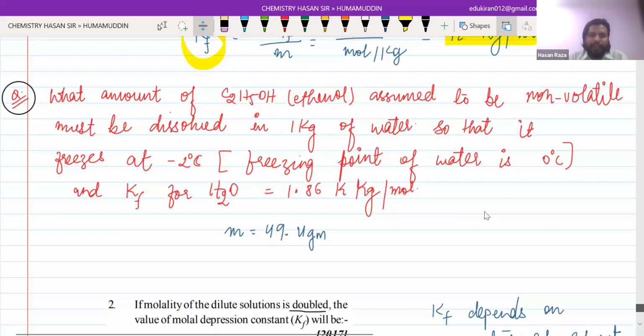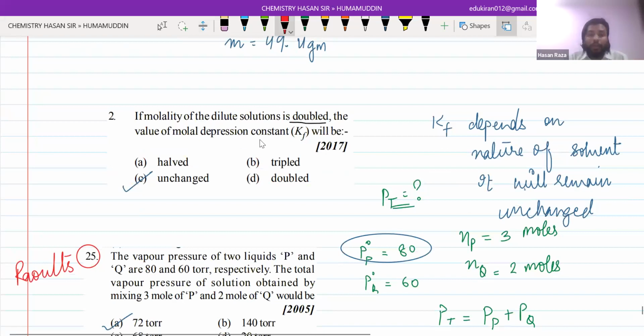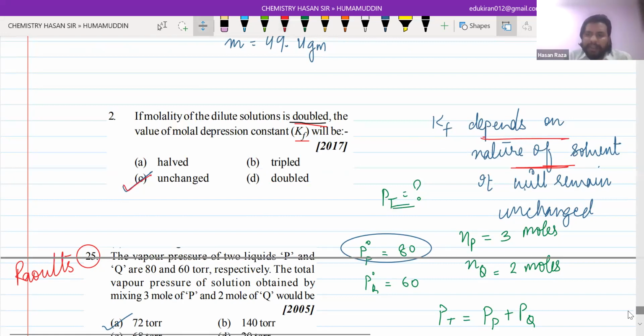Okay, the next question I'm going to just explain. There is a question: if the molality of a dilute solution is doubled, the value of the molar depression constant, that is Kf, will be? So as I told you, this Kf depends only on the nature of the solvent. So it will not change, and the answer will be unchanged. If you change the solvent, then it will change.